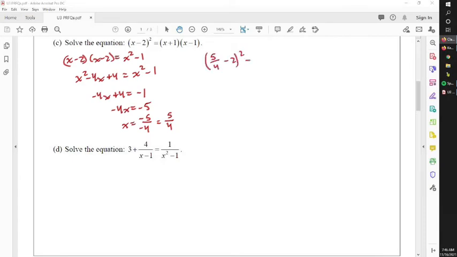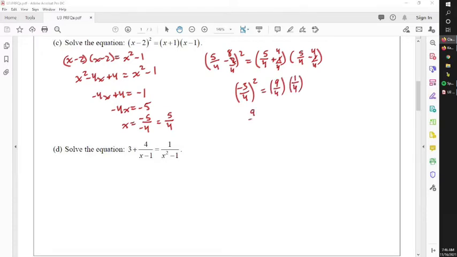I'm going to take the 5 over 4 and plug it into all my x's and see what happens. Common denominators, oof. All right, so on the left side, I get negative 3 over 4, and I have to square that. On the right side, we simplify what's inside our parentheses, and we do the power first on the left side, then we multiply those two fractions together, and shebang-a-dang, it works. It checks out. Okay, last one.